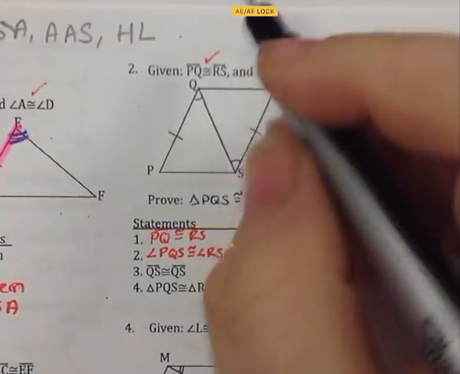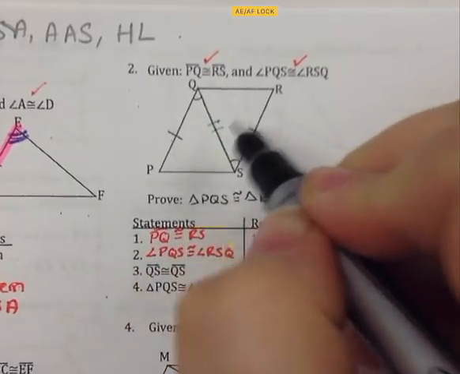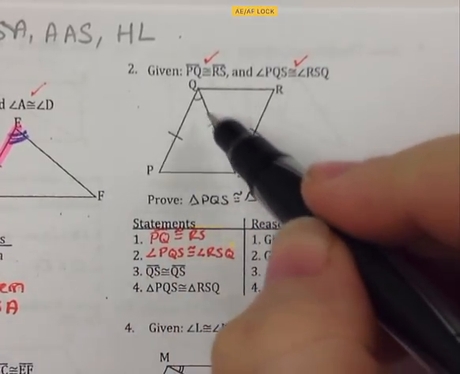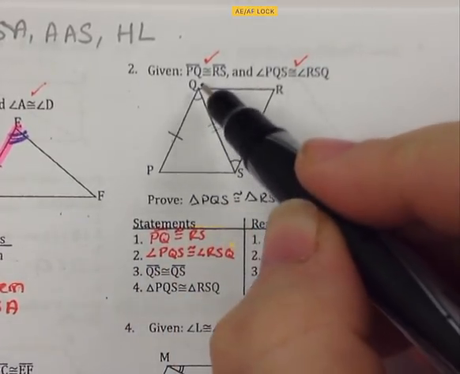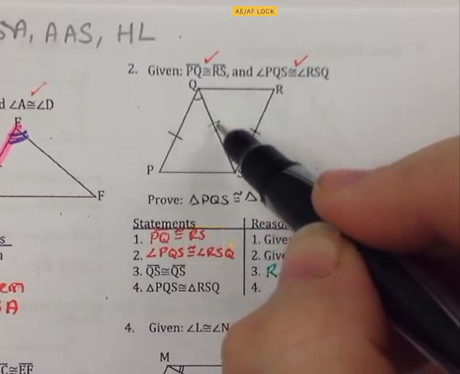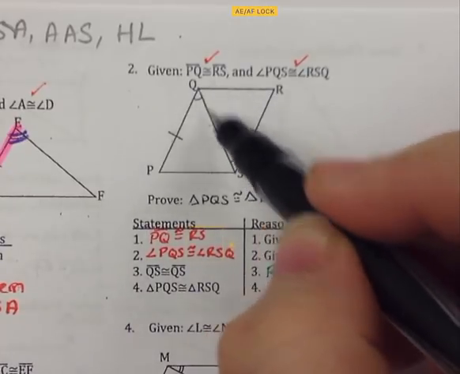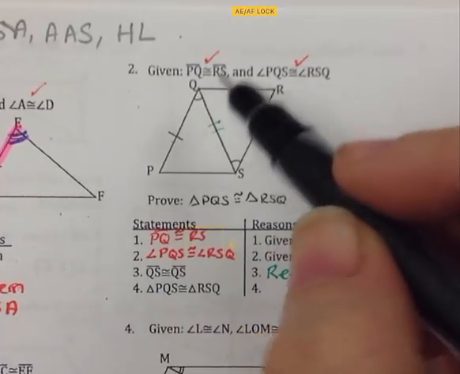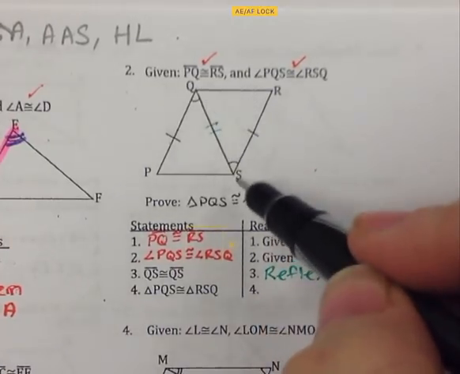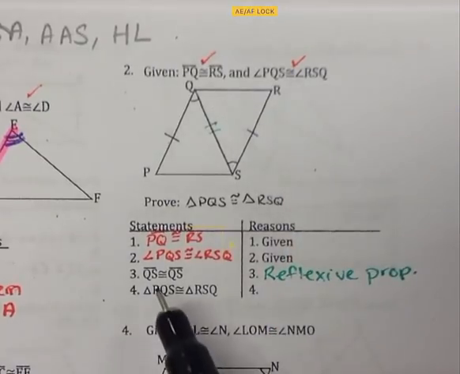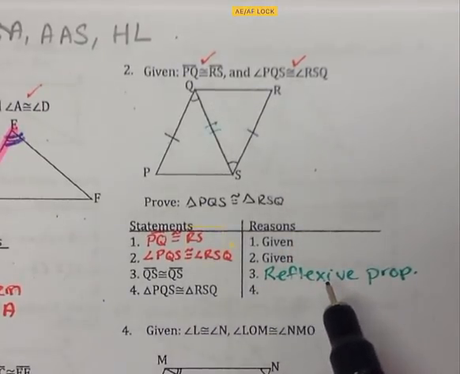Reflexive property. That means I can put 2 tick marks on here because it is congruent to itself. This is the same side on both triangles. They fit perfectly on top of each other, which means they have to be the exact same length. So they are congruent to each other because of the reflexive property.